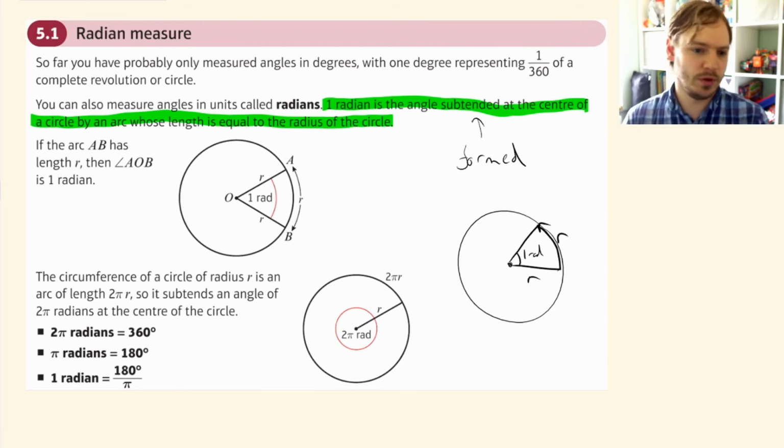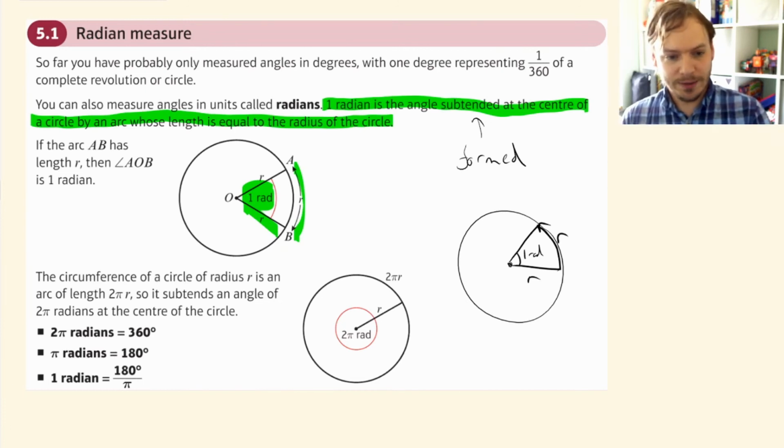Okay, and then we've got, again, a slightly more formal diagram and definition. If arc AB has length r, then the angle AOB is 1 radian. If the arc length is equal to the radius, then the angle is 1 radian. Done.